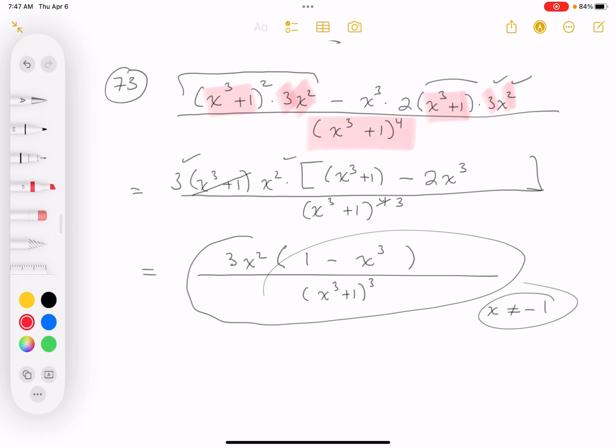Let's get the red pen out. See if we got the right answer. Well, I'm seeing the 3x squared. I'm seeing the 1 minus x cubed. I'm seeing x cubed plus 1 cubed. And I am seeing the restriction being listed. Thank you.